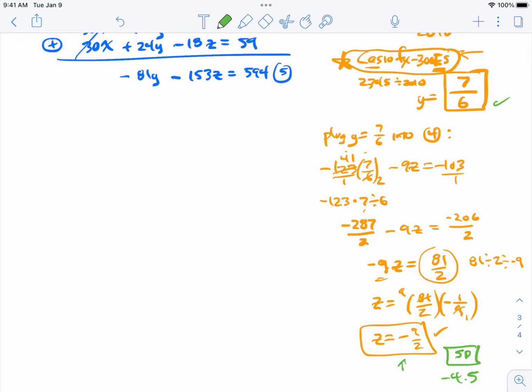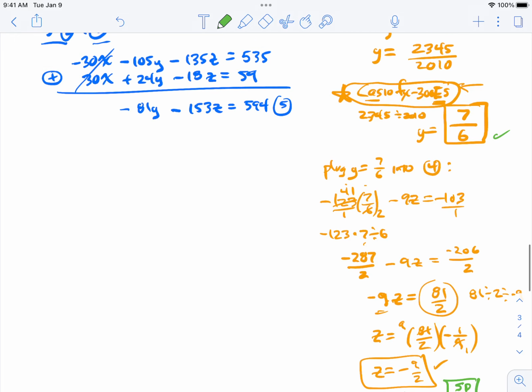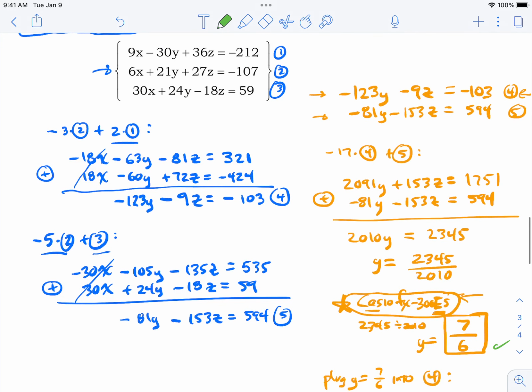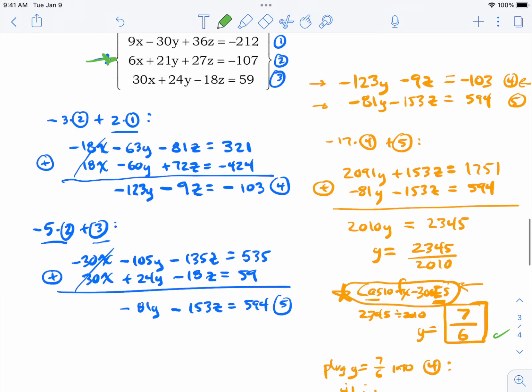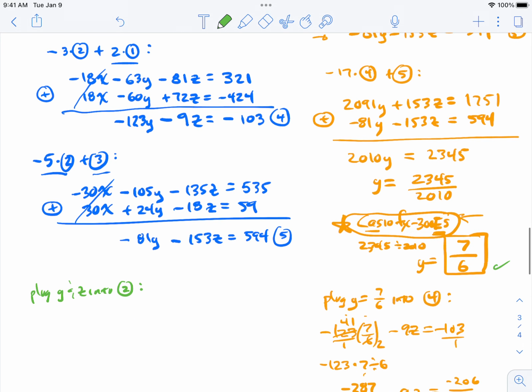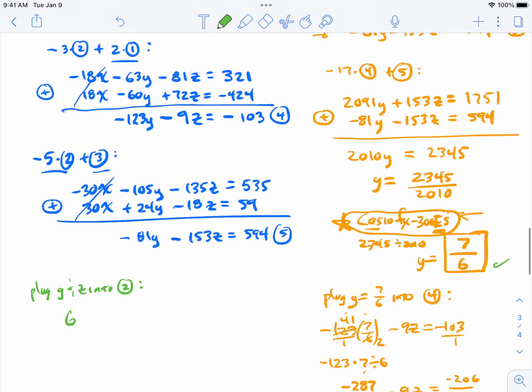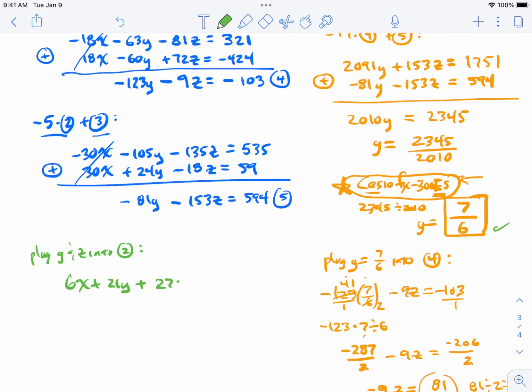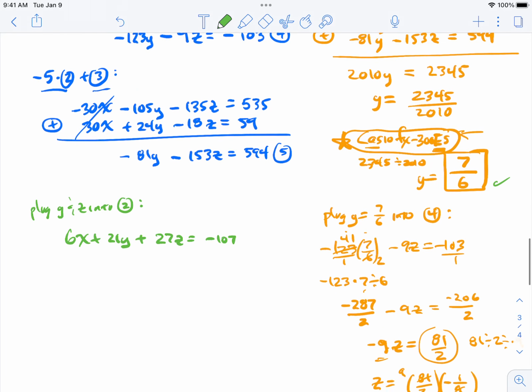So we got this y, we got the z. Now we need the x. Go back to one of the original equations. Doesn't particularly matter which one. I think I'll take this one. So plug y and z into equation 2. So equation 2 is 6x plus 21y plus what now? 27z equals negative 107. Double check. Yep. That's our equation 2.